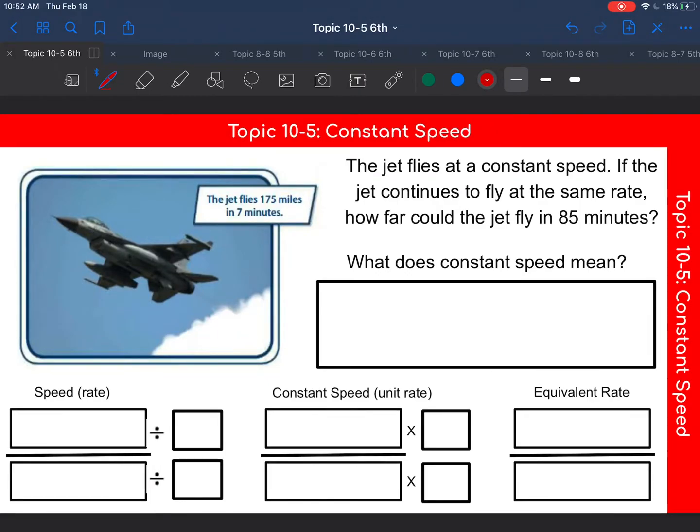Hello, sixth graders. We're going to be continuing talking about rates and unit rates. And in today's lesson, we're going to be talking about constant speed.